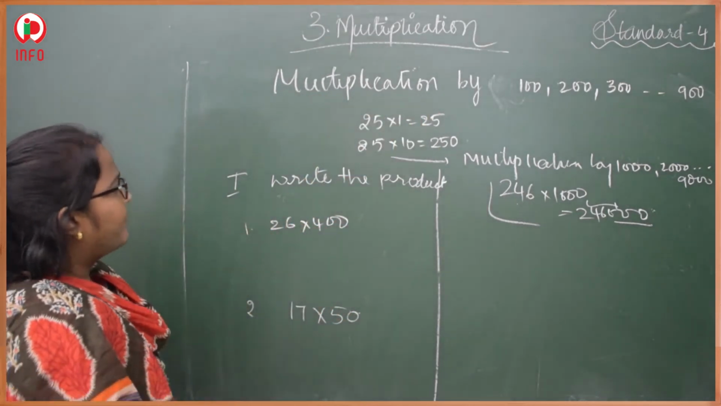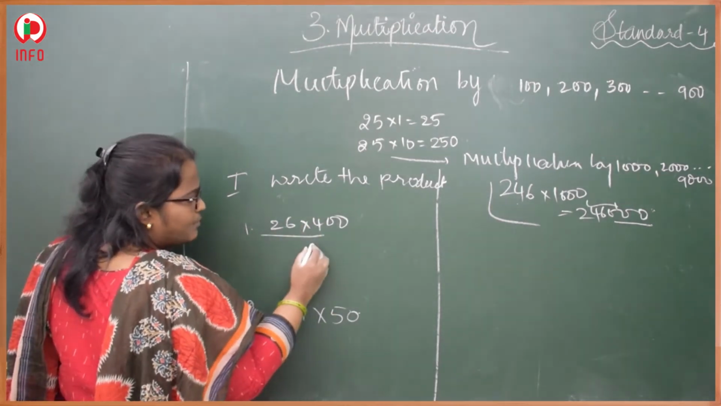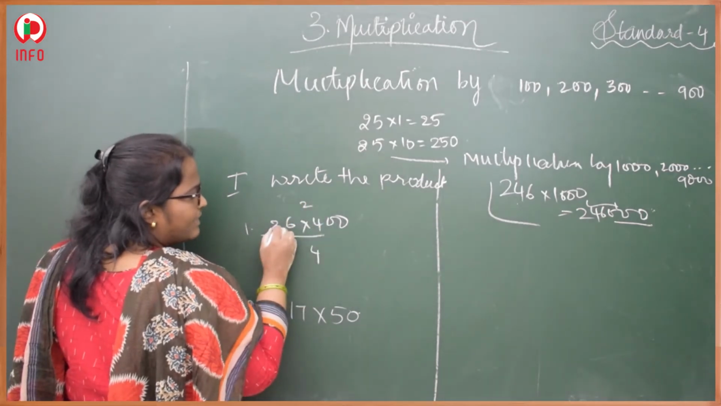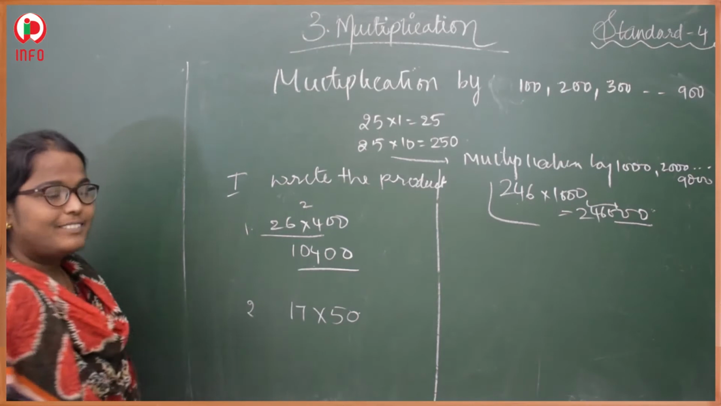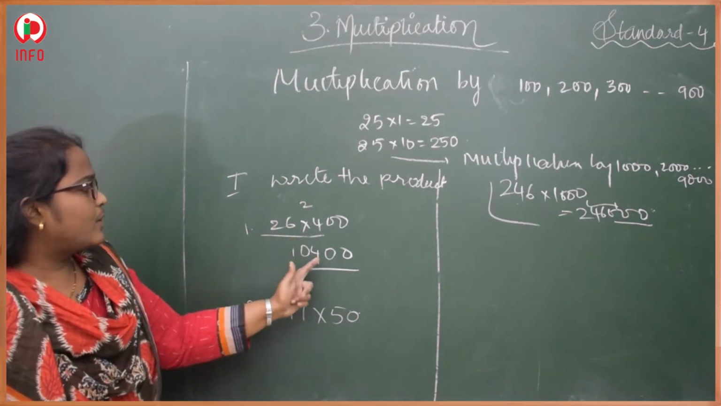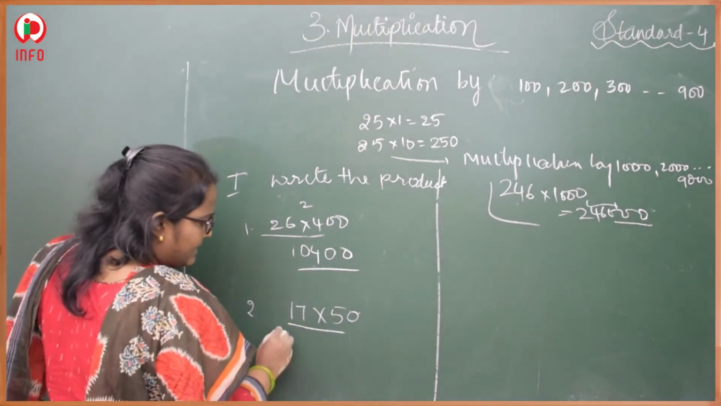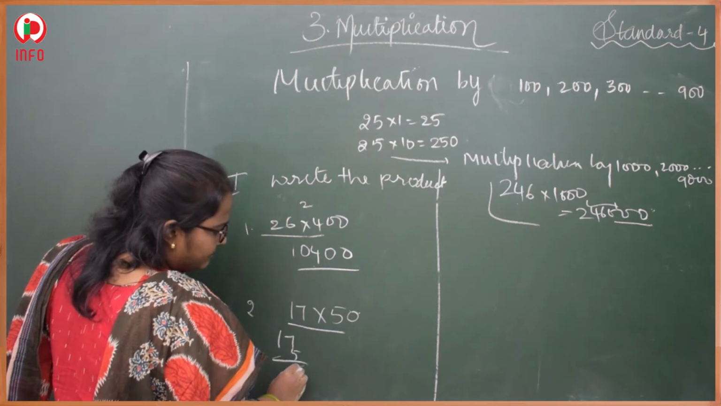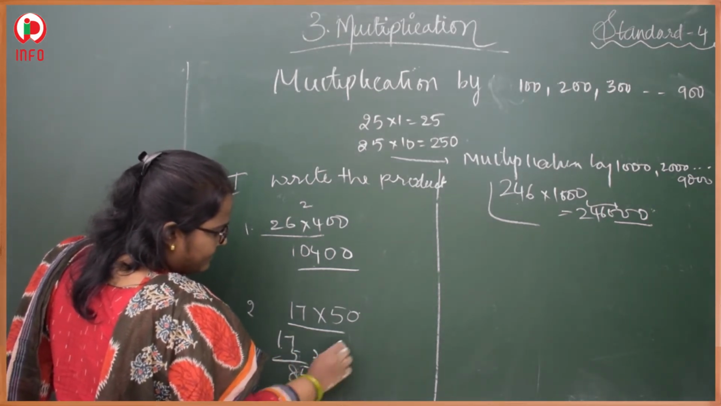The first concept, write the product. I will multiply only this. 6 4s are 24, 4 2s are 8, 9 10s. That's it. So you should multiply only these two numbers. 26 into 6... 6 4s are 24, 4 9s are 36. Okay. Next again here. 7 5s are 35. 6 7 8s... So what is the answer?